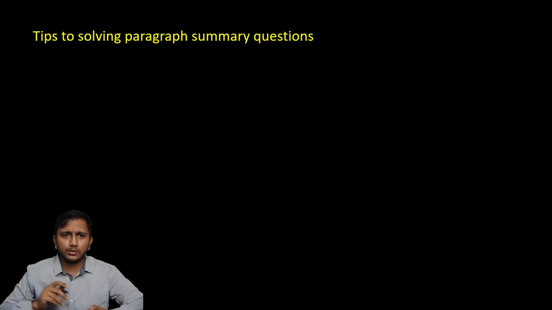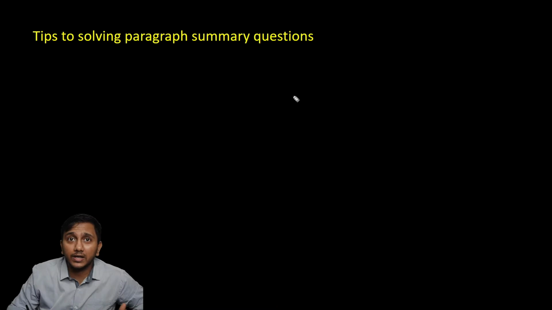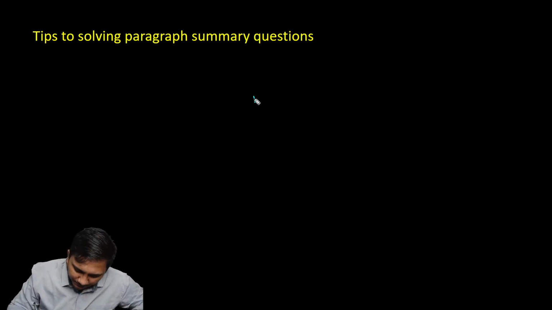There are only 2 points to be kept in mind to solve paragraph summary questions. In fact, of the verbal ability questions that are coming in the CAT in the recent days, this is one of the most dependable types of questions, paragraph summary ones. So what are the 2 things that one should keep in mind to solve paragraph summary questions with good accuracy? One is consistency.